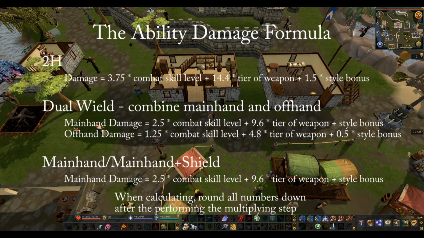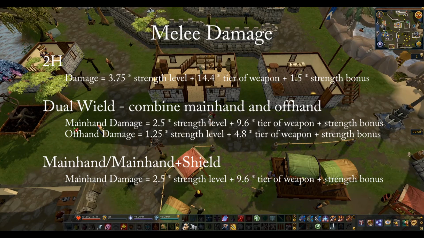It's important that when you calculate this formula, you round all the numbers down after performing the multiplying step. Due to this, you should not put this formula into a calculator. When using the melee style, you use your strength level as the combat skill level. You just use the tier of your weapon, there is no other ammunition or spell to worry about. And you use your strength bonus as your style bonus. Otherwise, the formula will stay the same.